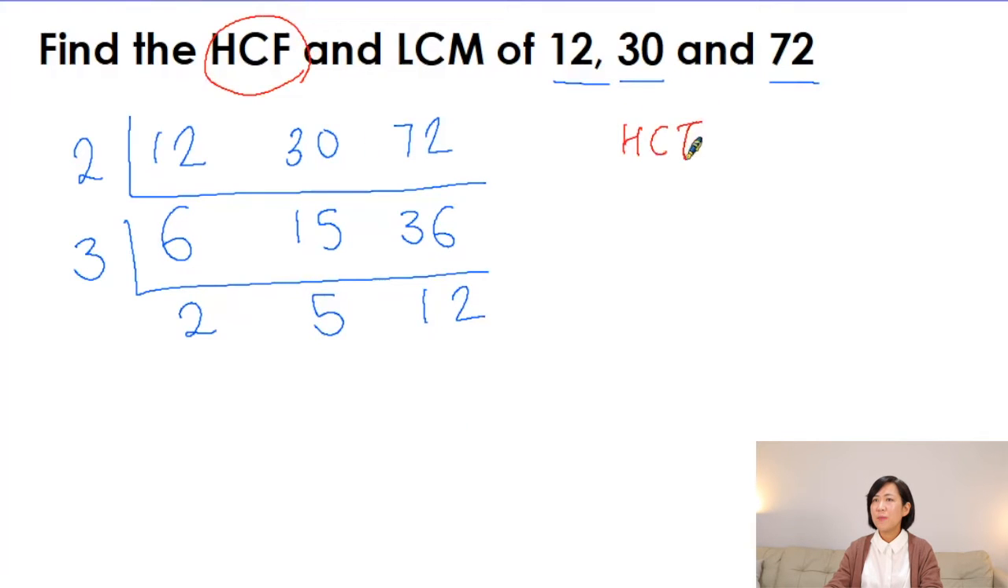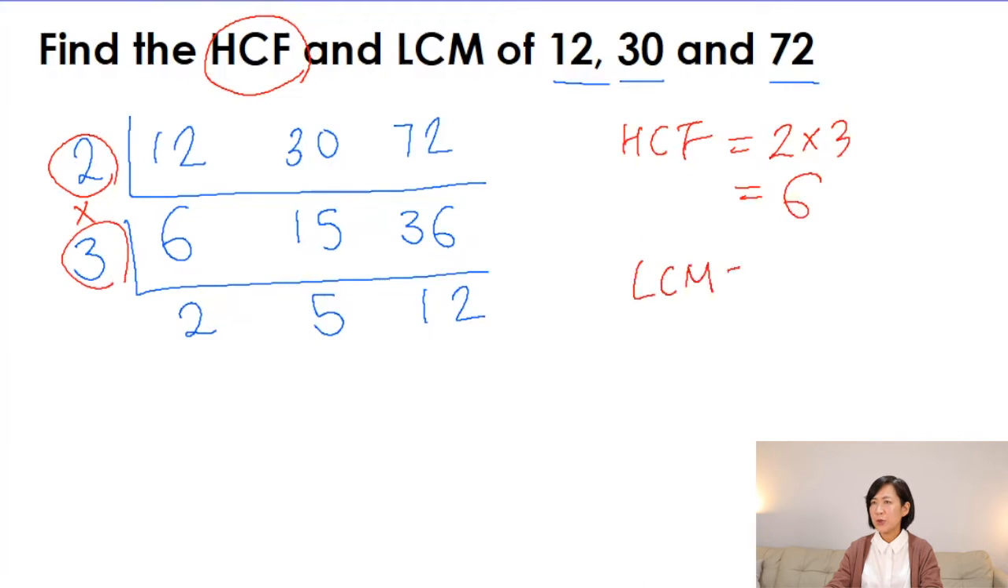Then we need to stop and find the HCF, the highest common factor, of the 3 numbers, which is 2 times 3, the vertical side of the numbers, times all together, that is 6. But we need to carry on to find our LCM.